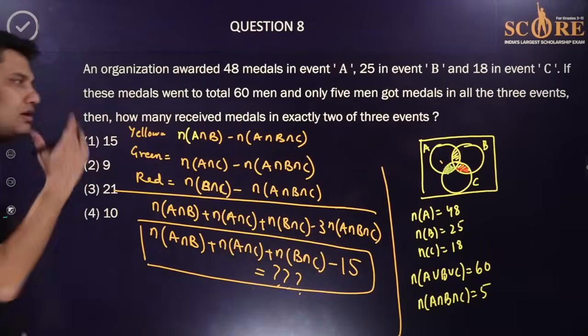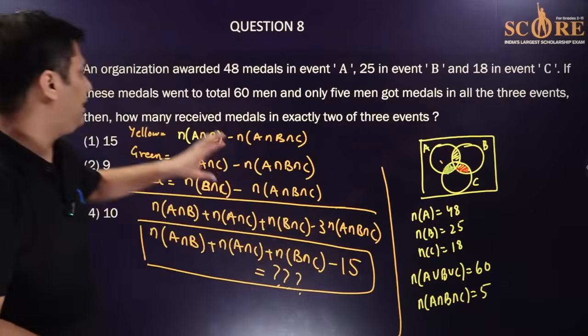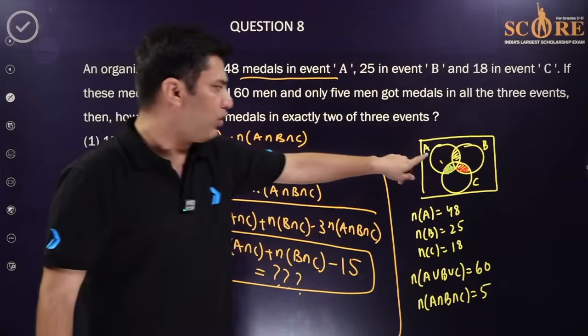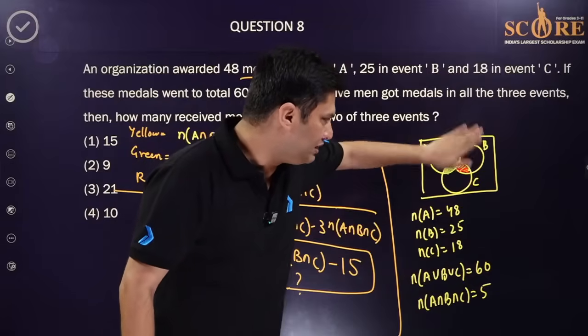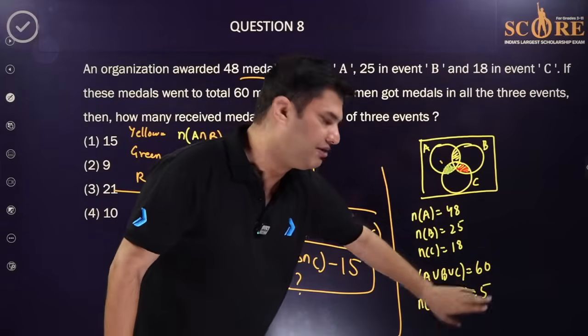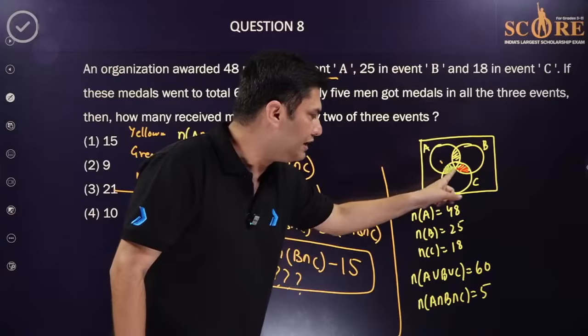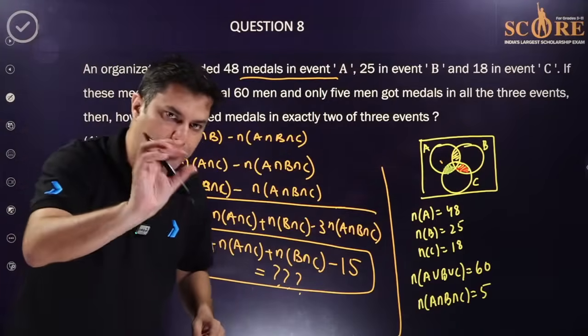How to solve this? Simple. The medals in event A is 48, then 25 in B, and 18 in C. A union B union C is a total of 60 medals, and the common part is 5. I want exactly 2. Exactly 2 is obviously A intersection B minus the common part.